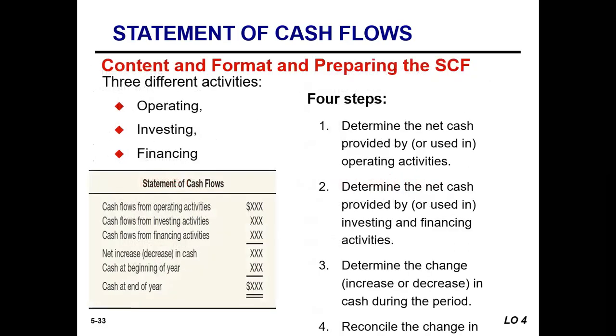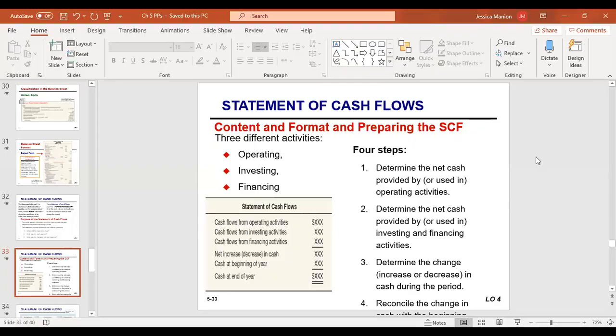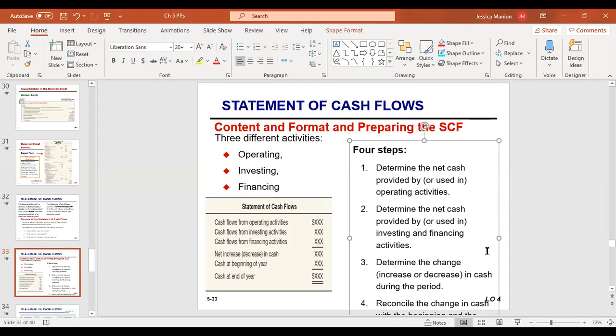All right, so here is the content of the statement of cash flows and then the format for preparing it. And hot dog, of course, the wording is cut off.